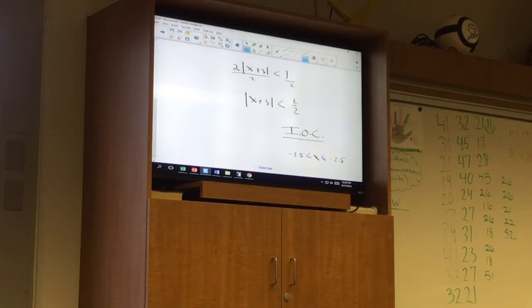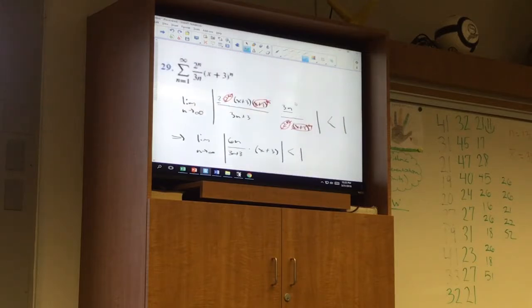And so now let's check what happens when x is equal to negative 3.5. When x equals negative 3.5, I get that this is the summation as n goes from 1 to infinity of 2 to the n over 3n times, what's inside here? Negative 1/2 to the n, which is also known as the summation as n goes from 1 to infinity of negative 1 to the n, 2 to the n, over 3n times 2 to the n.